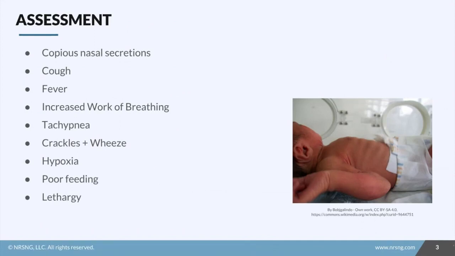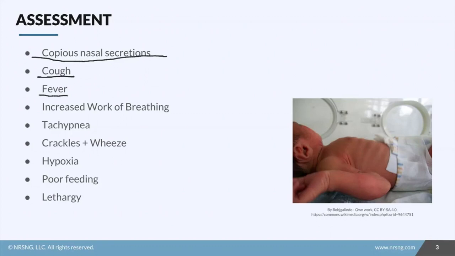In keeping with what we just talked about, the first thing you're going to notice in your nursing assessment is going to be copious amounts of nasal secretions. What this looks like in real life is babies who have a lot of snot and boogers. So that's going to be the first thing that you probably notice. Now, these babies are also probably going to have a cough and a fever. For the first few days of the illness, that might be all that they have. It just kind of looks like a regular cold with upper respiratory symptoms.